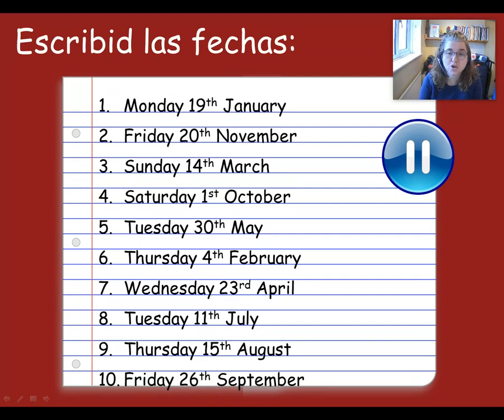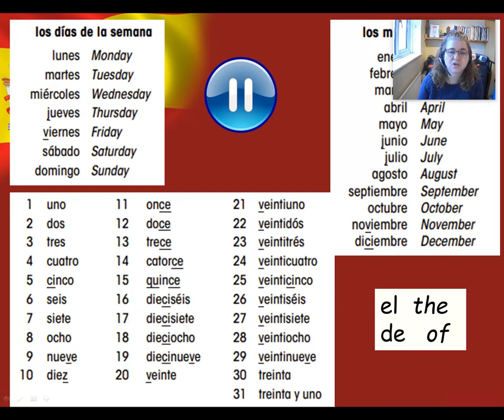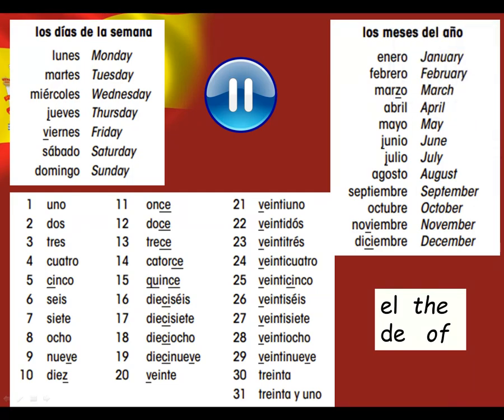Okay, got those all copied down? What I'd like you to do next is to work out how to say each of those dates in Spanish. Remember, you're going to need 5 words every time. You're going to need a day, then el, then a number, then de, and then a month. 5 words all together. You can see all the words that you need just here to help you. You've got the days, you've got the months, and you've got all the numbers as well. So press pause, have a go at writing those 10 dates, and then press play when you're ready to see the answers.